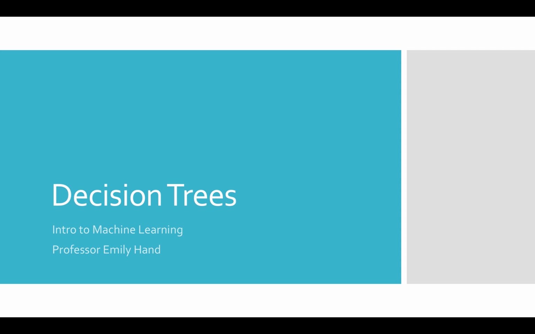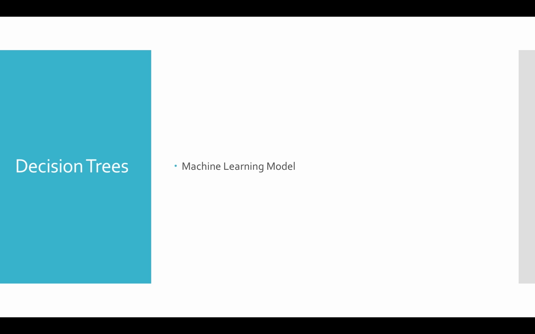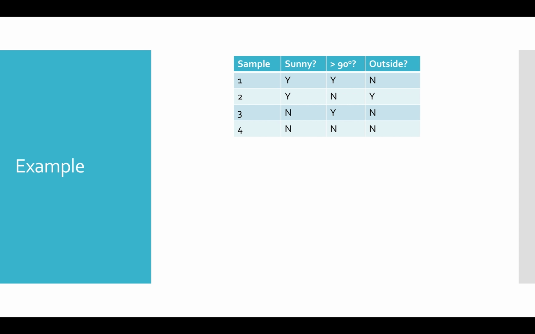Today's lecture is going to cover decision trees. In this lecture, we'll cover what is a decision tree and how do I generate one. Decision trees are a machine learning model. We'll learn about a lot of different models in this class, and this is going to be the first one and one of the more simplistic ones.